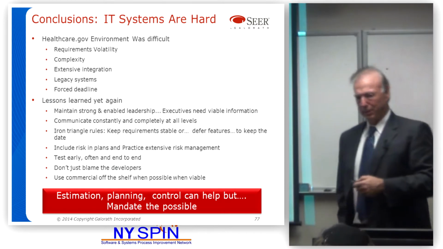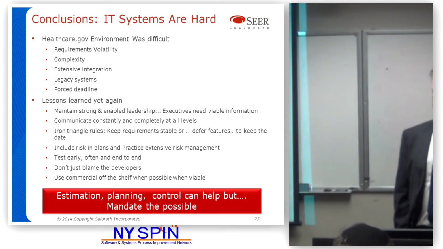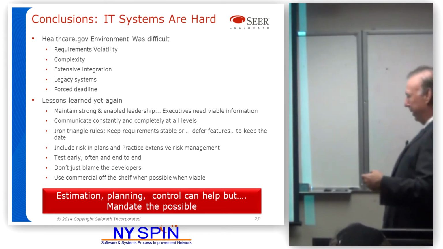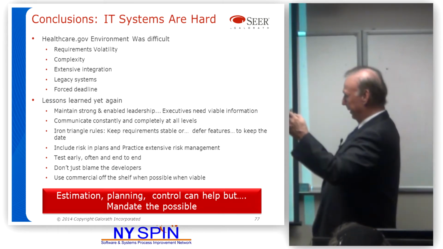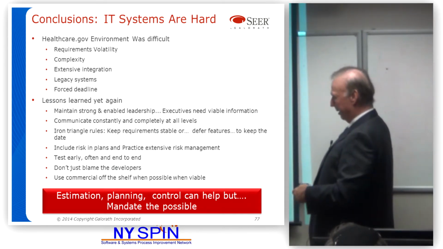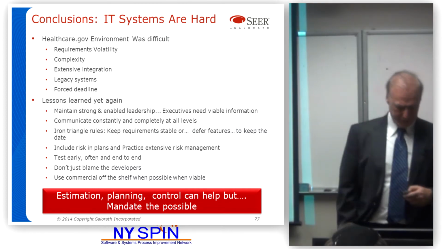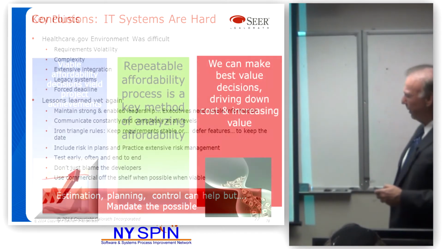The iron triangle rules. You can do things, but you have to recognize that if you need more functionality, you need more schedule, more people, or quality goes down. Risk analysis should be an important part of every system. Testing should be important. It should be built into every system.